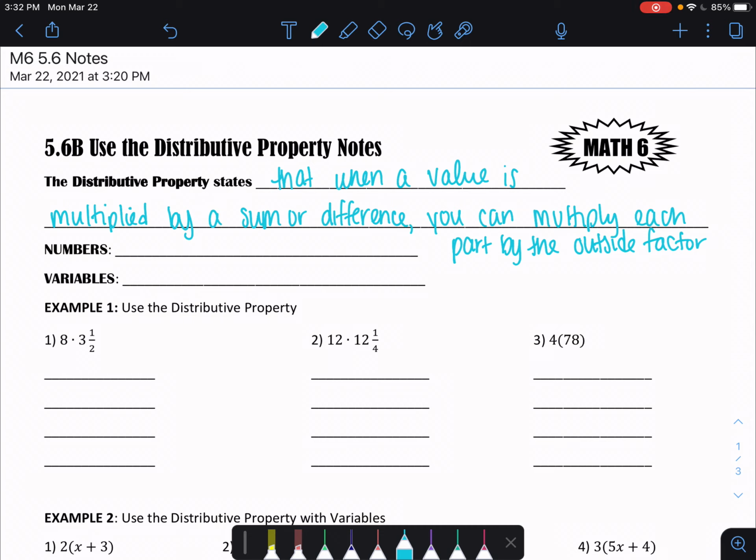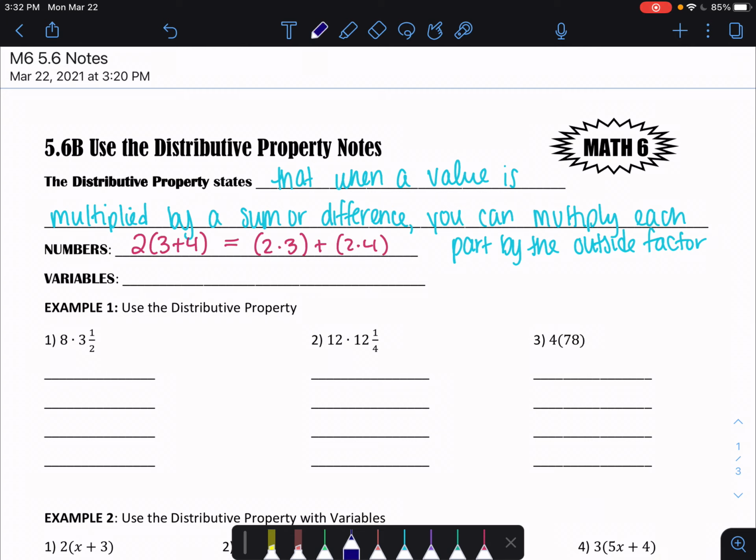So yesterday we looked at it with numbers. So I'll show another example with numbers here. I'll use one from yesterday. So we had 2 times 3 plus 4, and we could write it as 2 times 3 plus 2 times 4. That was one of the ones that we looked at in our examples yesterday.